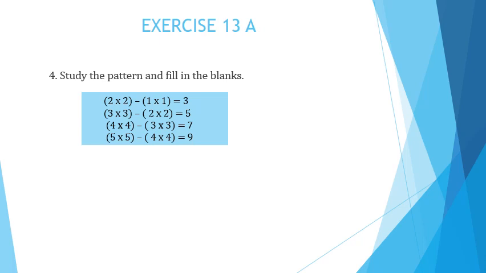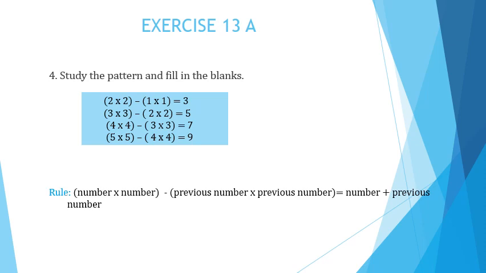So, after going through this pattern, what rule do we find? Well, the rule is number multiplied by number minus previous number multiplied by previous number is equal to number plus previous number. So, let's see, in the first example, it was 2 multiplied by 2 minus 1 multiplied by 1 is equal to 3. So, the number is 2.